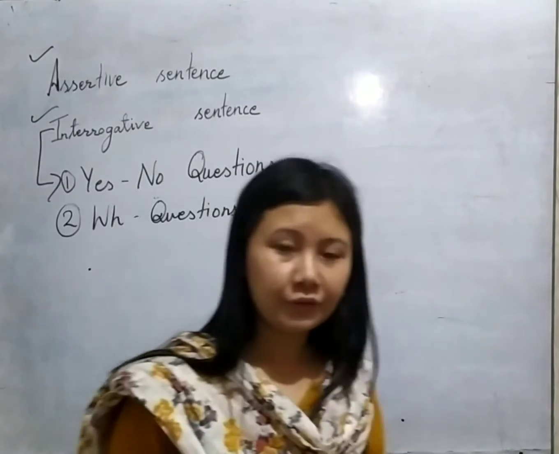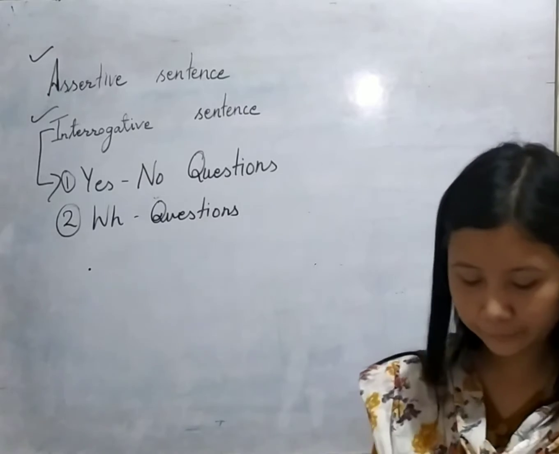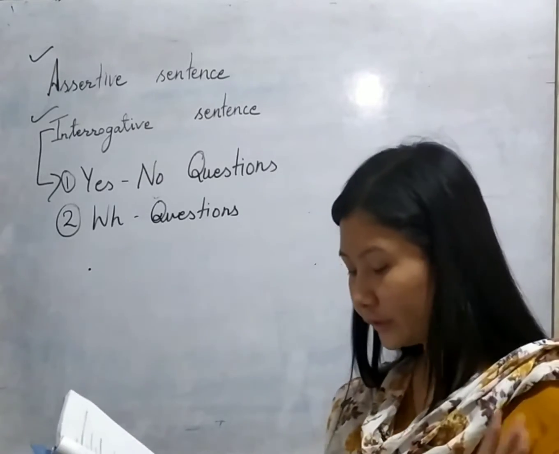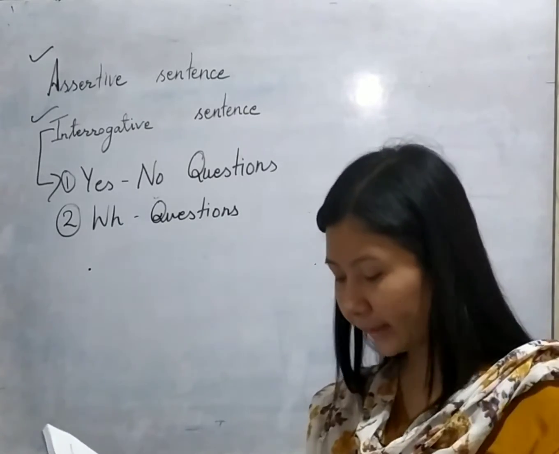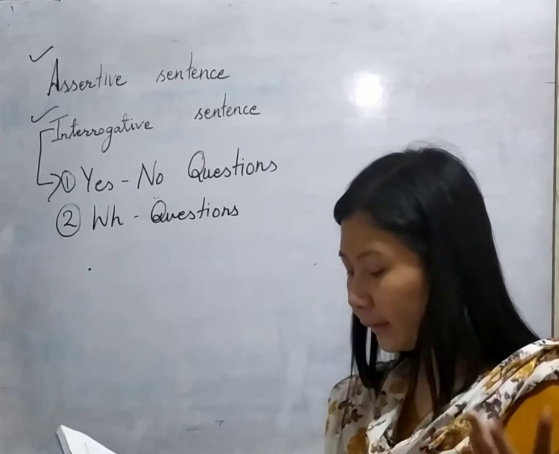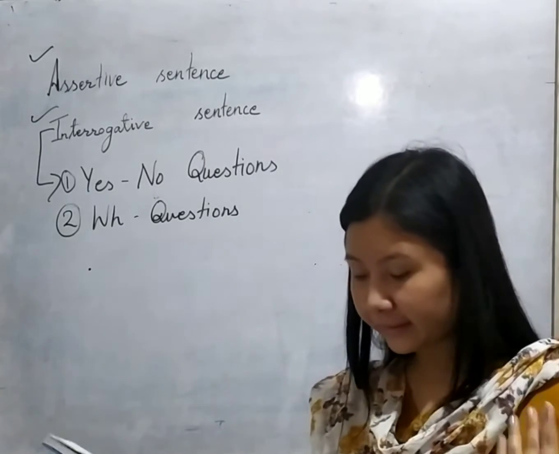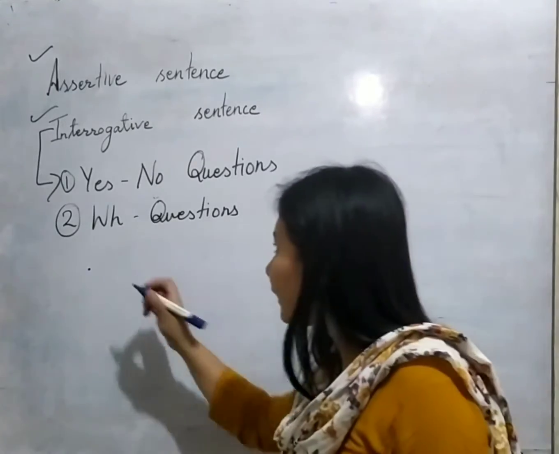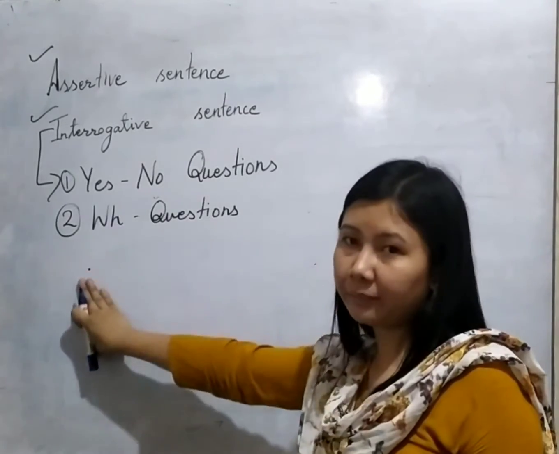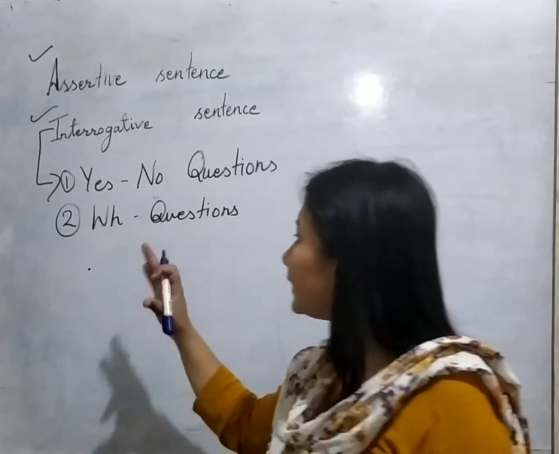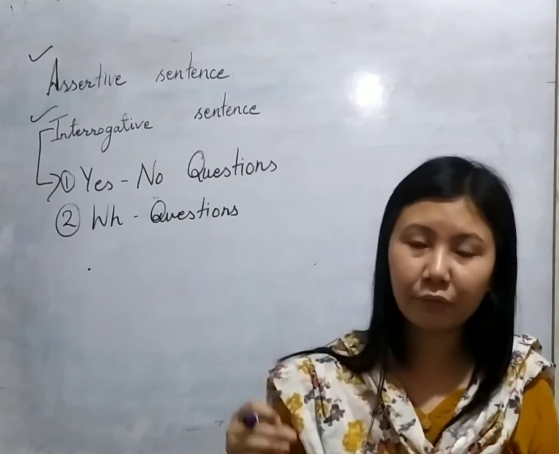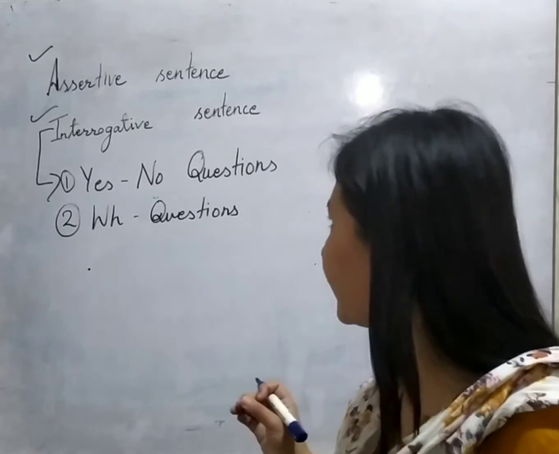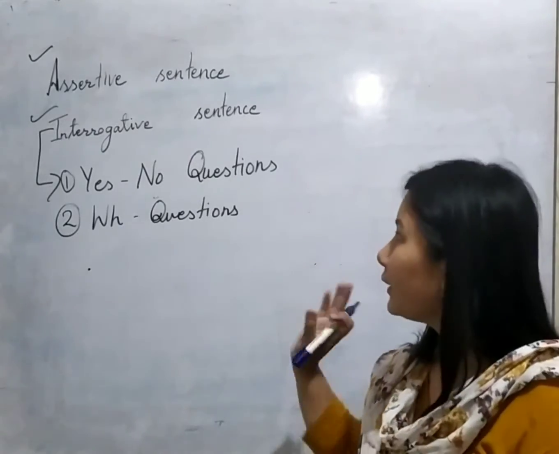Now WH questions. If you look at your book, the meaning provided here is: WH questions contain question words like what, why, when, who, whom, which, whose, where and how in the beginning. The reply to these questions is not simply yes or no. This kind of question that begins with WH, or with how, cannot be answered with the help of yes or no.